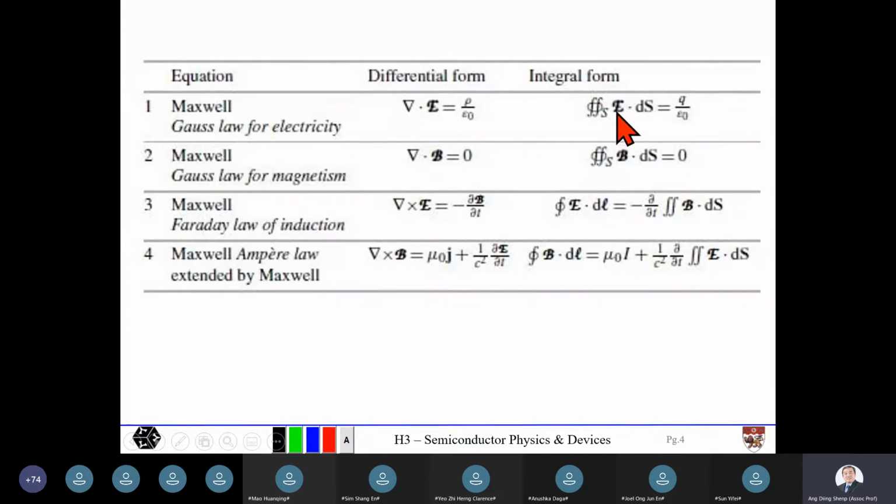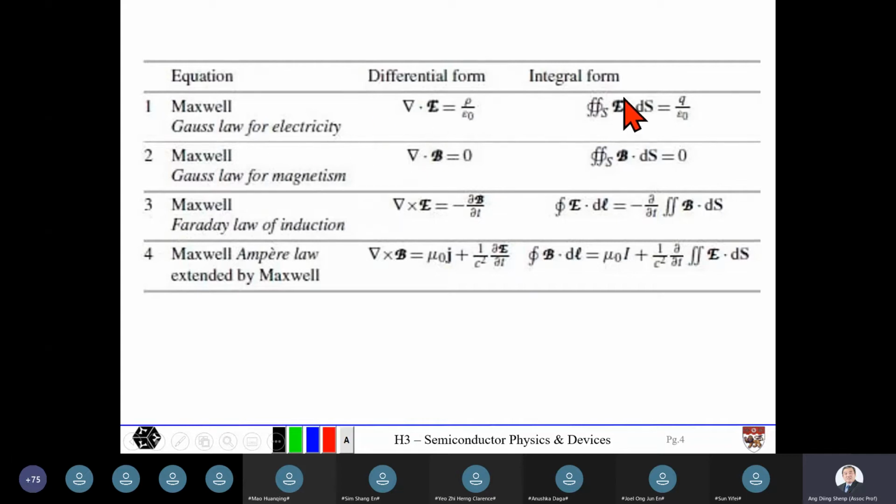The E here stands for electric field. The S here stands for the surface, and ds represents a surface vector. And this dot represents the dot product of the electric field vector and the surface vector. I think now you recall where you saw this previously. This is actually Gauss's law. The first Maxwell equation is Gauss's law for electricity.